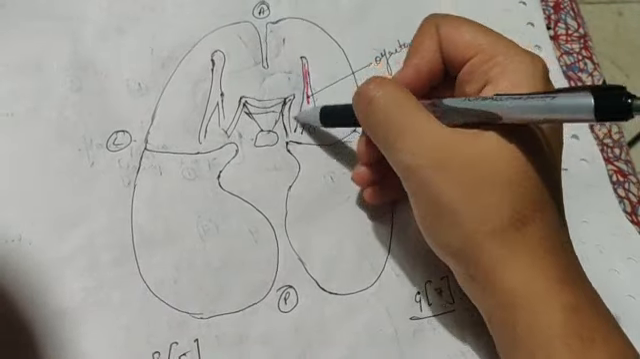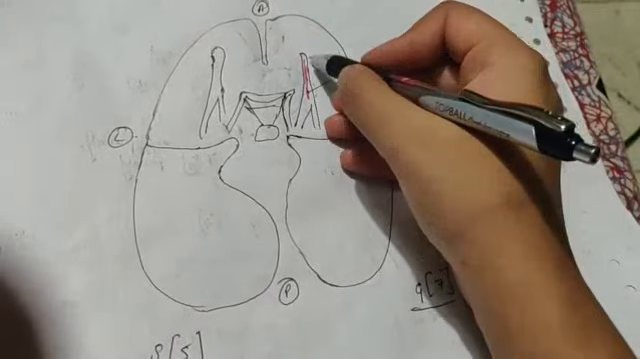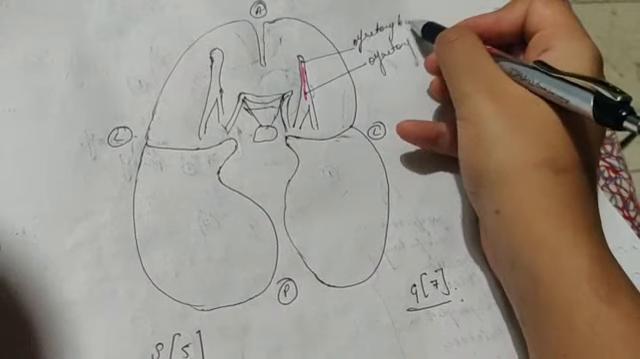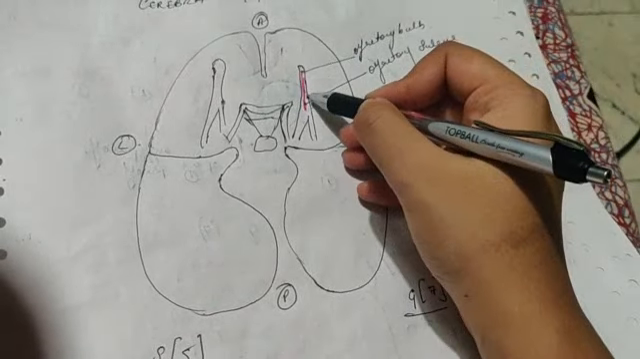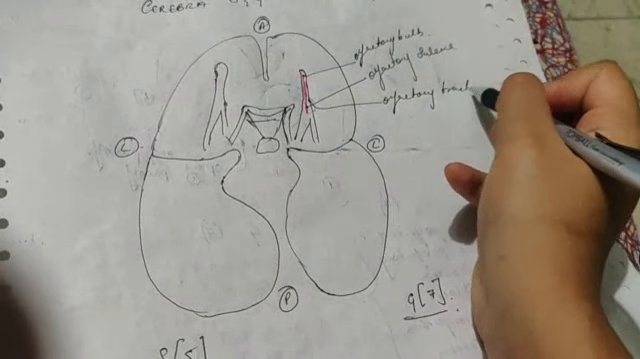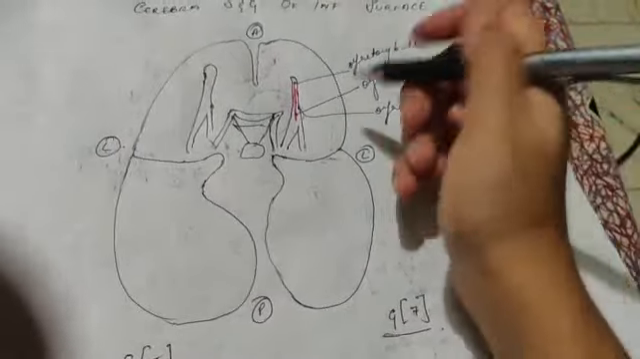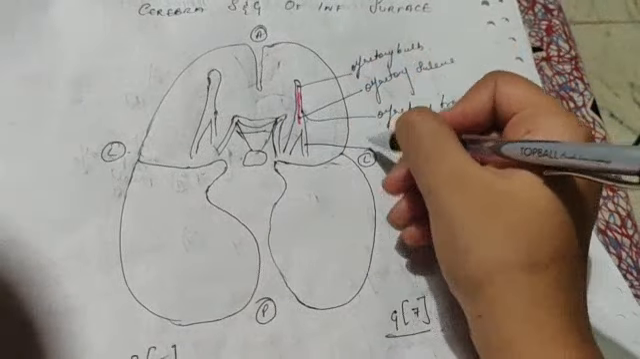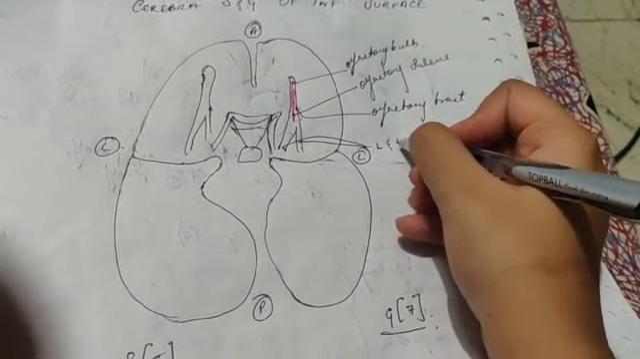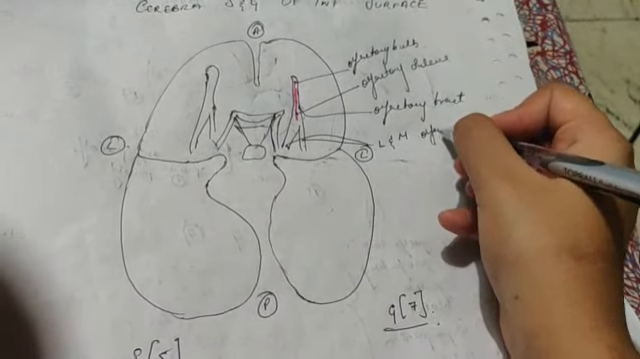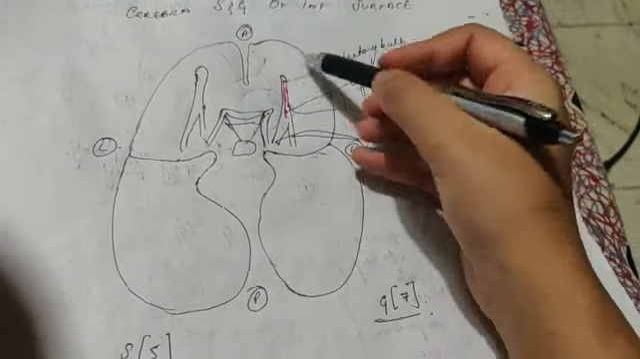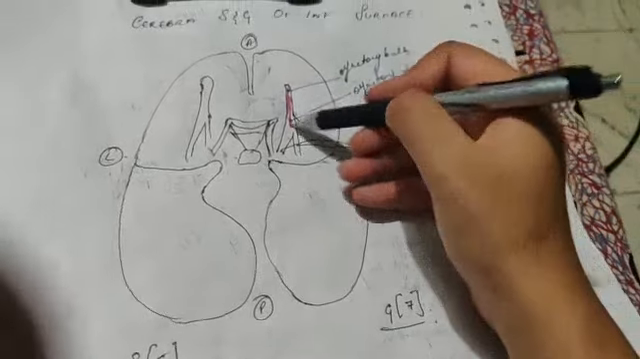Actually, you need to know the parts of this before you know what's actually inside. So this is the olfactory bulb. This part is the olfactory tract. And these two are the lateral and medial olfactory stria. Okay, so the olfactory sulcus is present between the olfactory bulb and the olfactory tract.